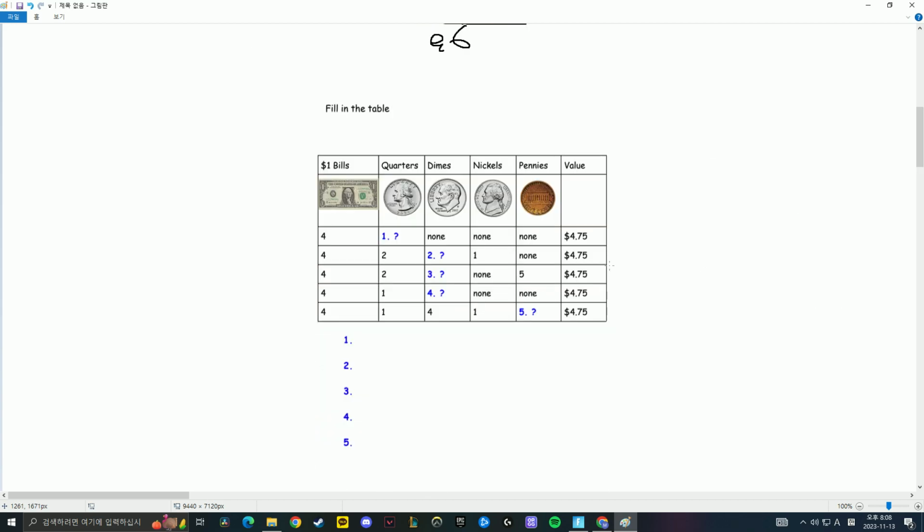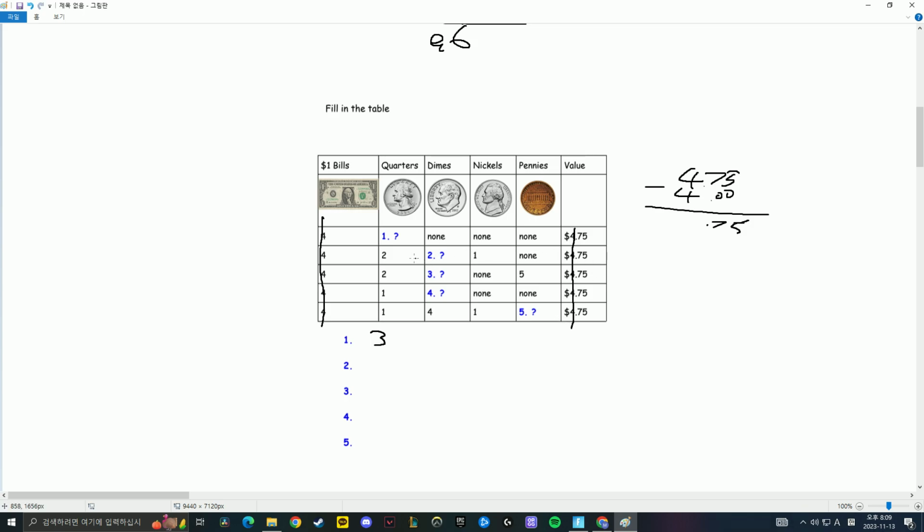Fill in the blank. So the goal is to make it so the equation is true or the table is true, because they all have $4.75, but it's different ways. So we have $4. So let's take that out. So we have 75 cents left, and we have nothing else but quarters. And we know 75 cents is 3 quarters. Number 2, we have $4 $1 bills. So let's just take that out and then make all these 0.75. So we're trying to get to 0.75.